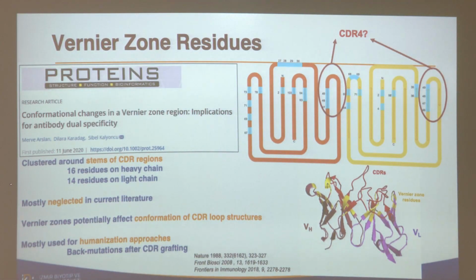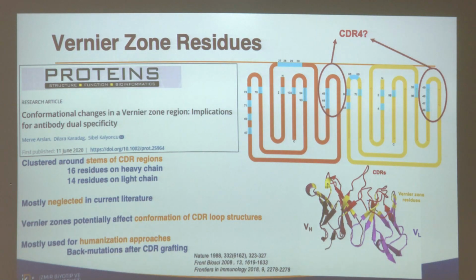Okay, so what are Wernerzone residues? It is very underestimated in the antibody literature, unfortunately, and I try to resurrect Wernerzone residues for the antibodies. Why? Basically, this is just a 2D schematic of the VH and VL regions. Those cyan regions are Wernerzone residues, which were stated back in 1988 as called Wernerzone residues. But nobody updated that. They just stated that. And we saw a couple of papers which say it is important for humanization.